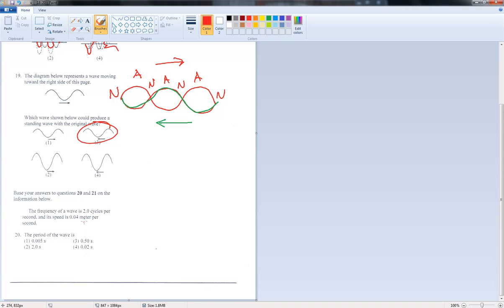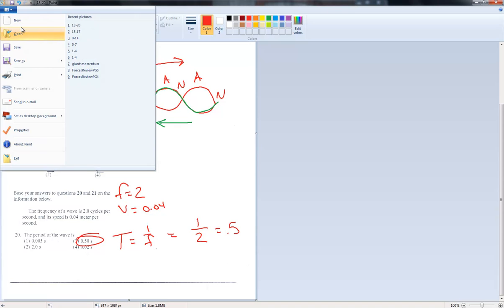All right, let's see, 20 and 21. The frequency of a wave is 2 cycles per second, so that's our f. The speed is 0.04 meters per second. The period, T, that's 1 over frequency, so that's equal to 1 over 2, which is 0.5, or half. So that's 3. And then let's open this last one up.